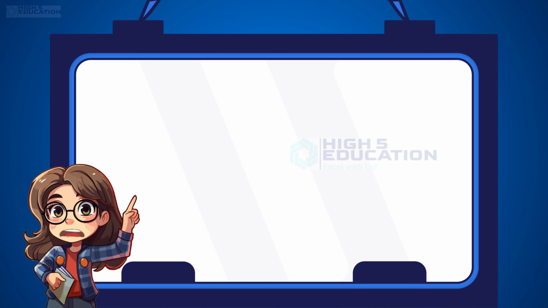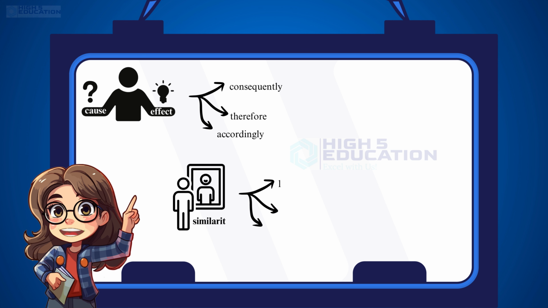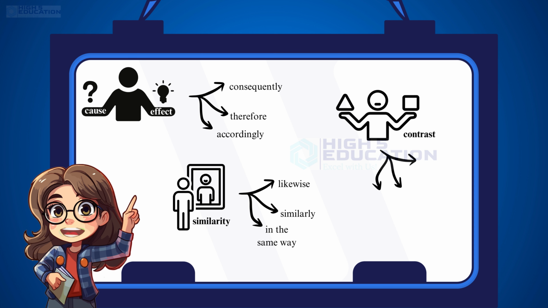For instance, adverbial conjunctions can indicate cause and effect, such as consequently, therefore, accordingly. Signal similarity: likewise, similarly, in the same way. To signal a contrast, you can use words like conversely, notwithstanding, and still.